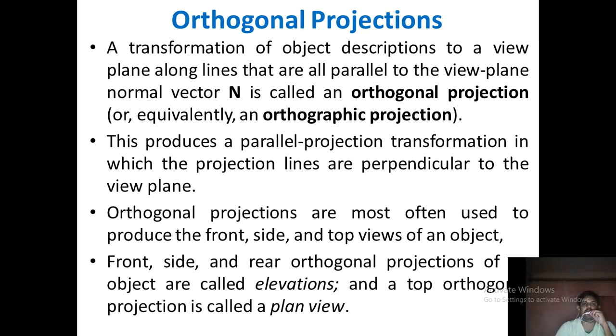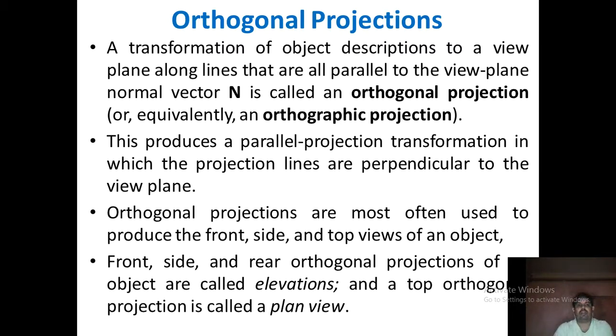This produces a parallel projection transformation in which the projection lines are perpendicular to the view plane. As I told, if you are taking the projection of this, then all edges, can you see this one? All edges will go parallel. This is what parallel projection is. If you take parallel projection, only one side is visible.